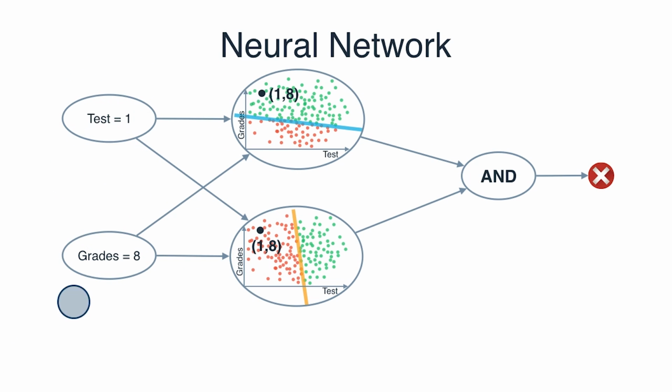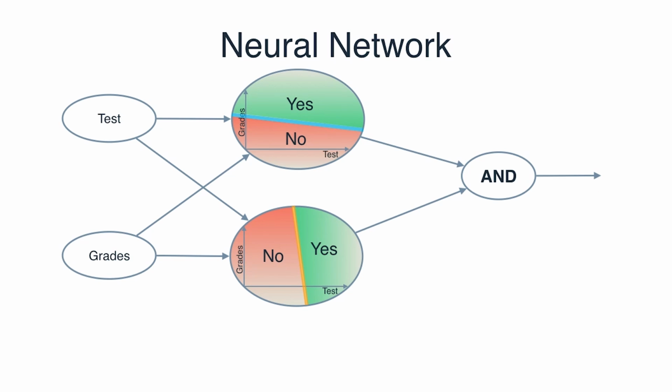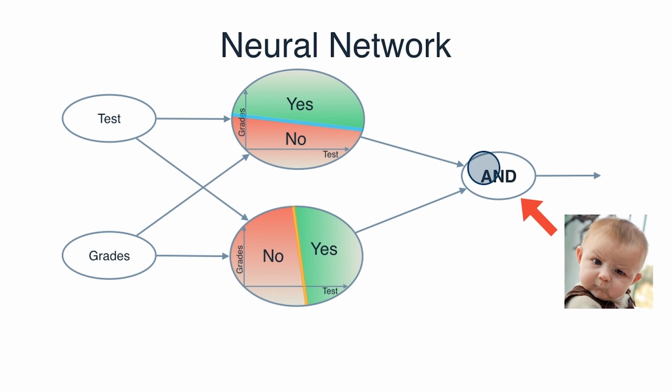And if we clean it up a bit, we have the following. The first column is where we input test and grades. And the second column is where we check if the point with coordinates corresponding to the test and the grades is on top of each one of the lines. And the third layer, in which we look at the answers from the previous layer and join them with the AND operator. So this is how our neural network will look. Now you may be thinking, something's a little suspicious here.